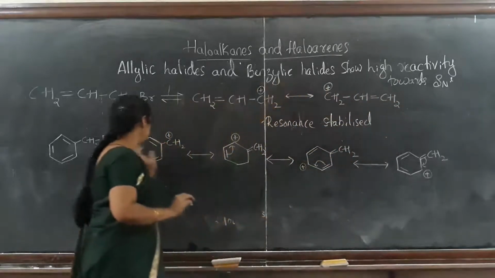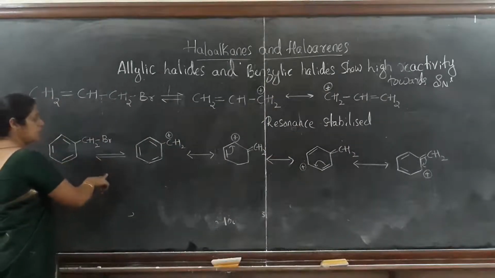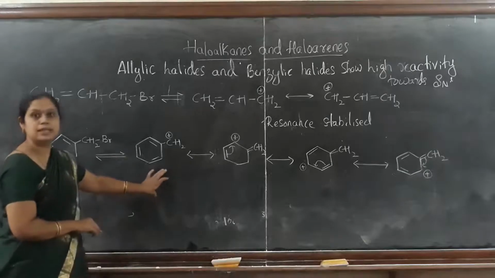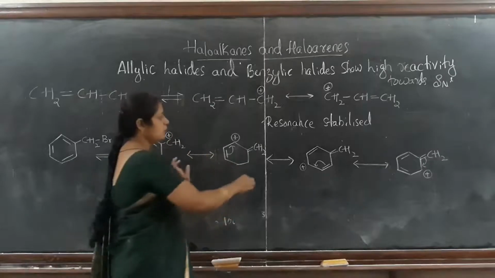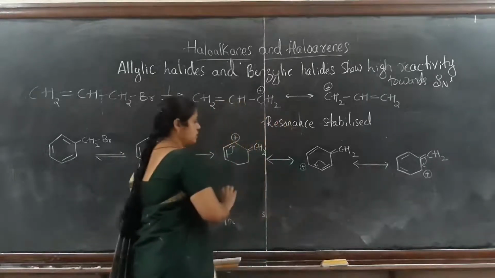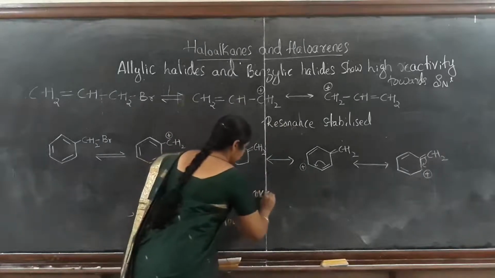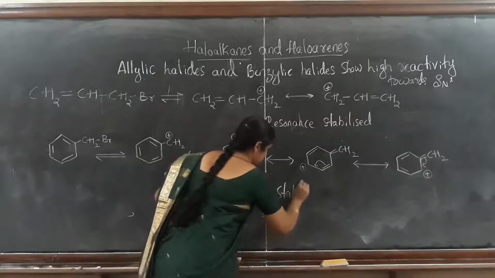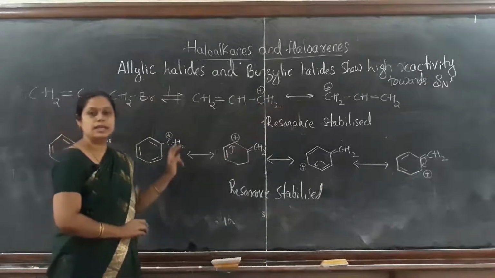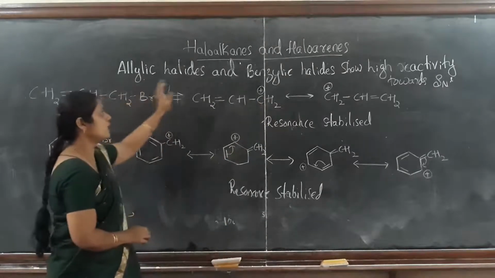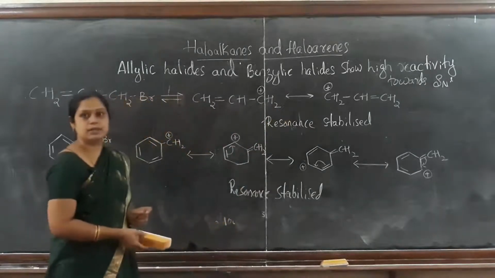Even the benzylic halides show more reactivity. When it follows the SN1 mechanism, we get a benzyl carbocation. By the delocalization of the pi electrons, we get more resonance structures here. Hence, this is also resonance stabilized, and this also shows more reactivity towards the SN1 mechanism. So, allylic halides and benzylic halides show more reactivity towards the SN1 mechanism.